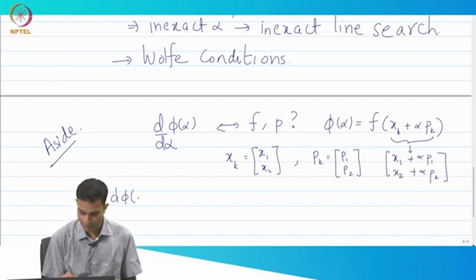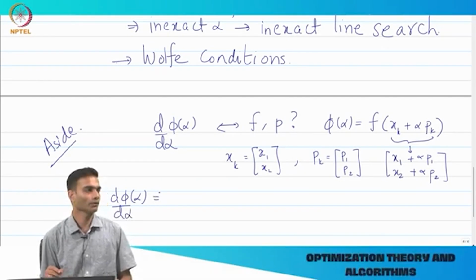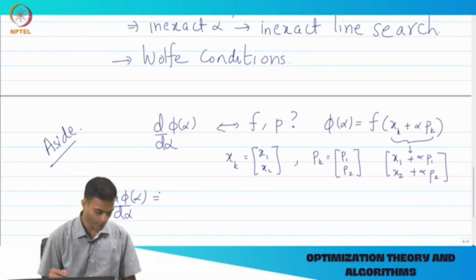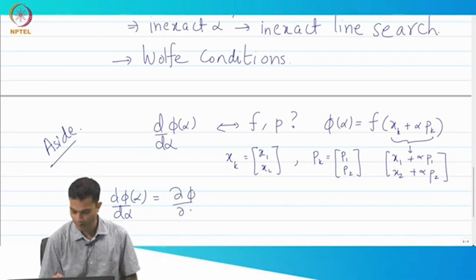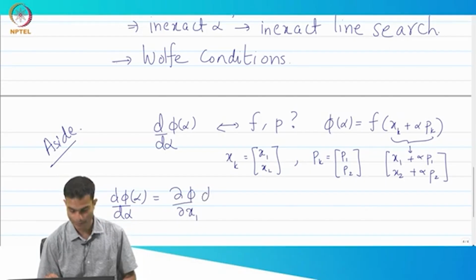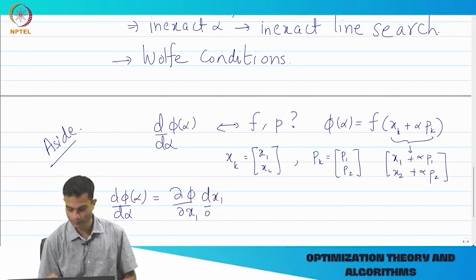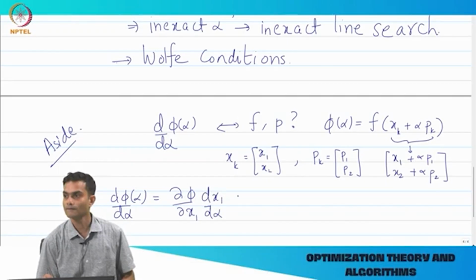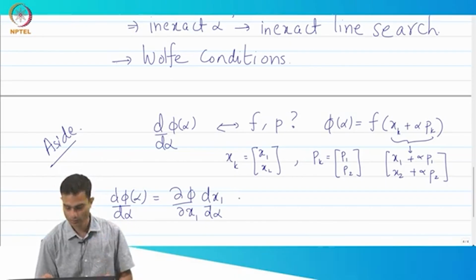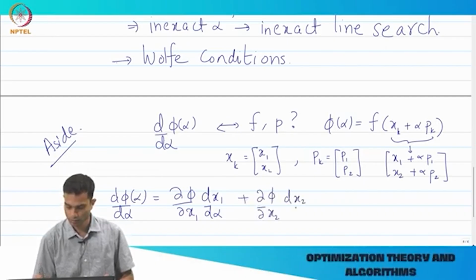So d phi alpha by d alpha will be, by chain rule, there are two variables over here, so there will be two partial derivatives, right. So I am going to have d phi by d x1 multiplied by d x1 by d alpha. Is that all? There has to be one more, right? Phi depends on x1 and x2. So there has to be one more term over here, right?